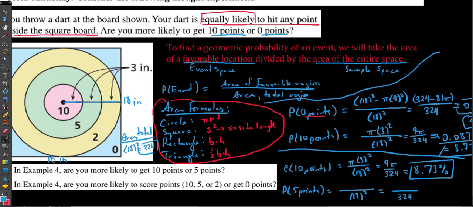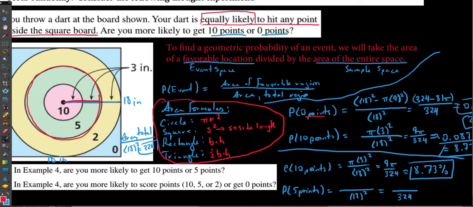So out of 324, the difference here is, how do I find the area of just the 5 point region? And the hard part there is, we know that it's a circle and that the radius here of our 5-point region is 3 plus 3 is 6. But if we do pi times 6 squared, you're going to be finding the area of the 5-point region and the 10-point region. So the way we're going to have to compose this is, let's find the area of the 5 and 10-point region by finding the area of this 5-point circle here. And then we're going to subtract off the area of the 10-point region, which would leave behind everything out here.